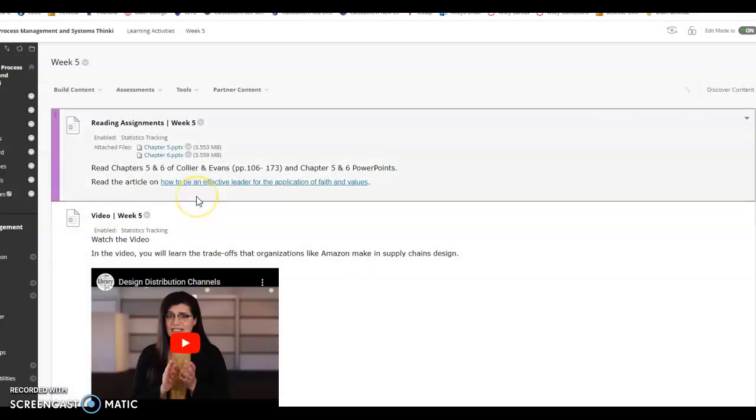We also have an article entitled How to Be an Effective Leader for Application of Faith and Values. This will help us understand how we can be better at being a leader and being a person of faith at the same time.